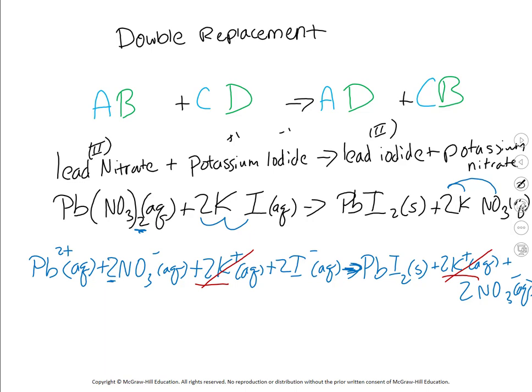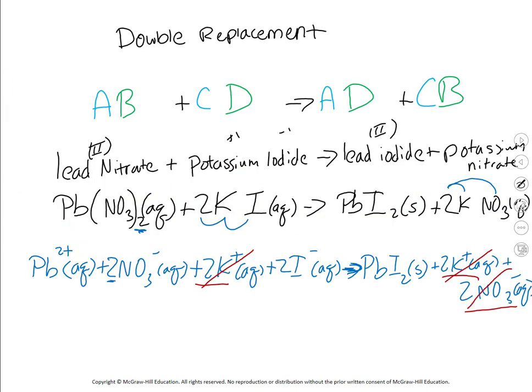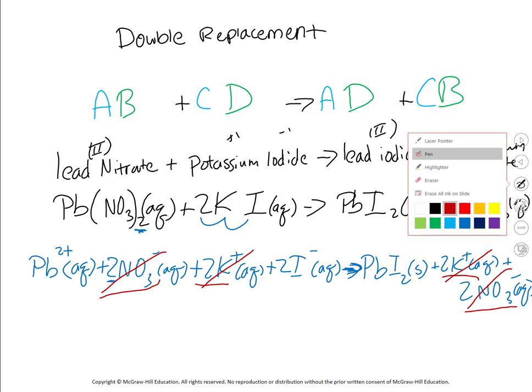Anything else here that is a spectator ion that did nothing? Nitrate. Yes, nitrate did nothing. And it's on both sides exactly the same. Hey, go back. Exactly the same on both sides. Whew. No, that was a different example. I did a different example here.